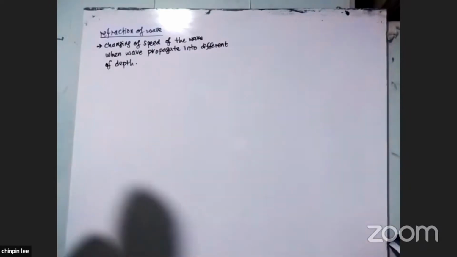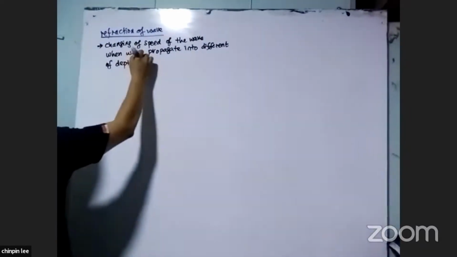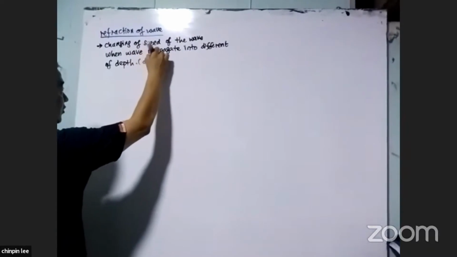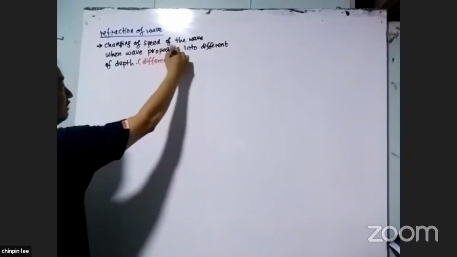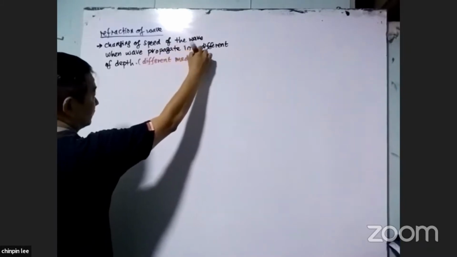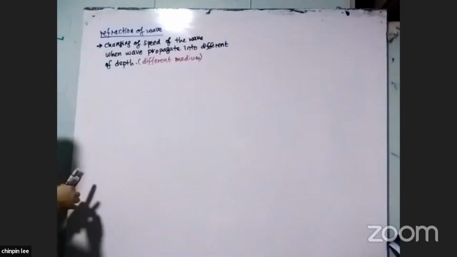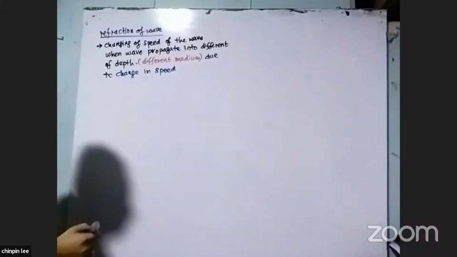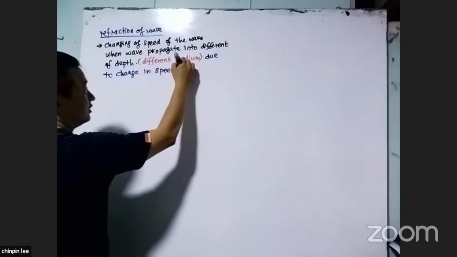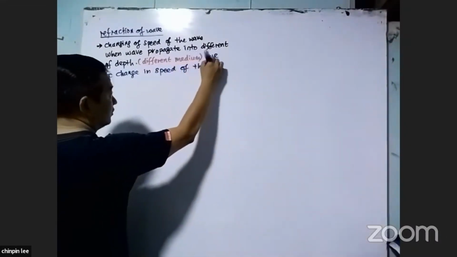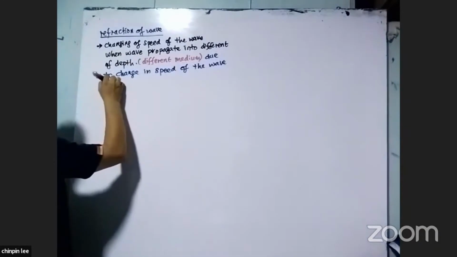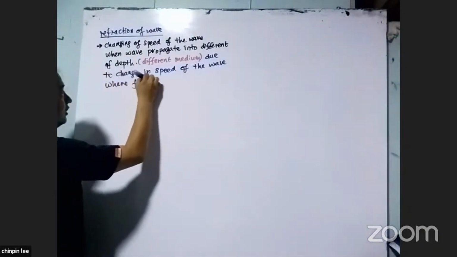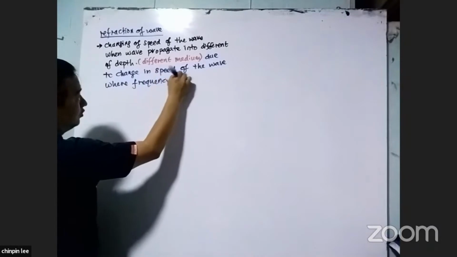Or sometimes different medium. If it is light, we use different medium. Due to change in speed, not velocity, speed of the wave, where the frequency remains unchanged.